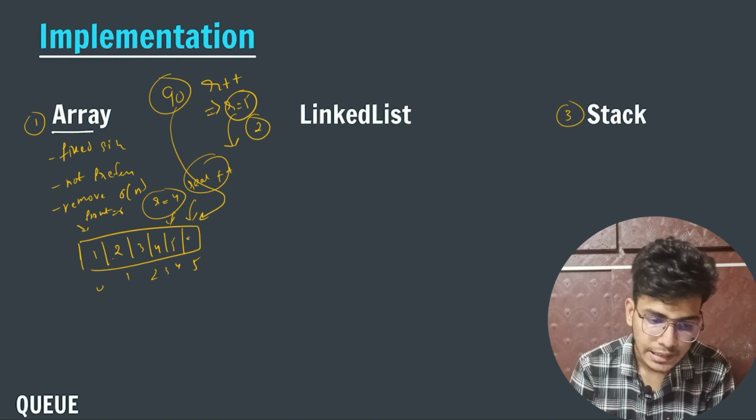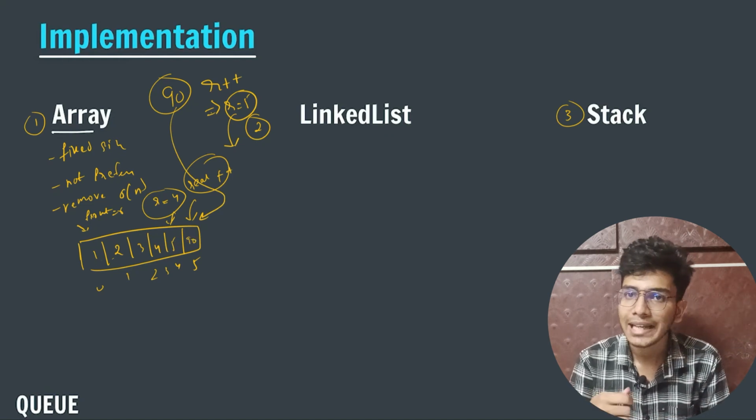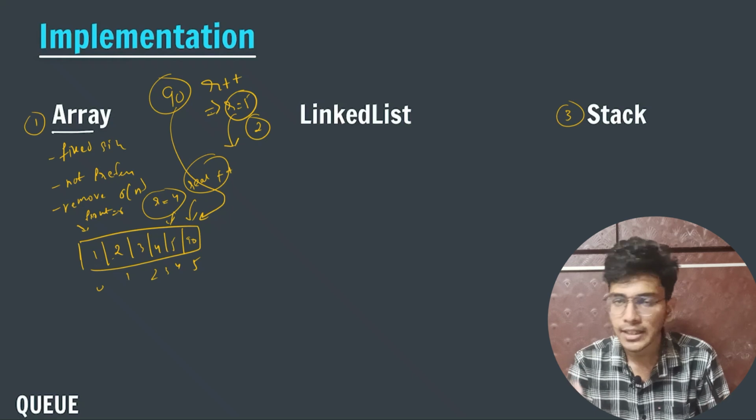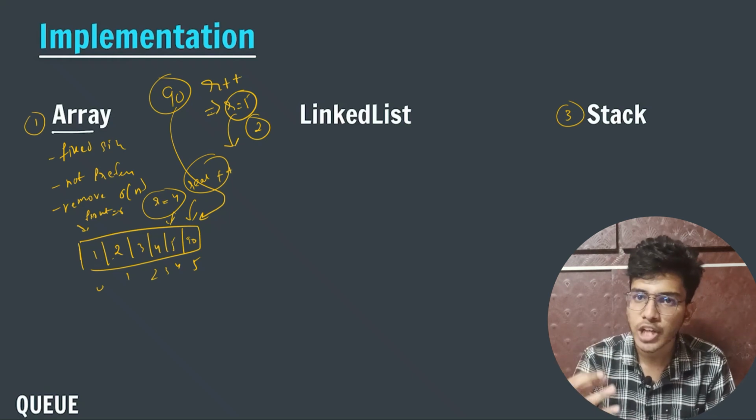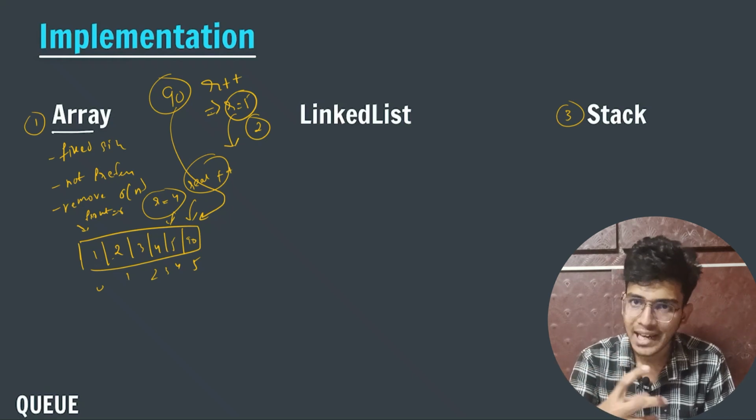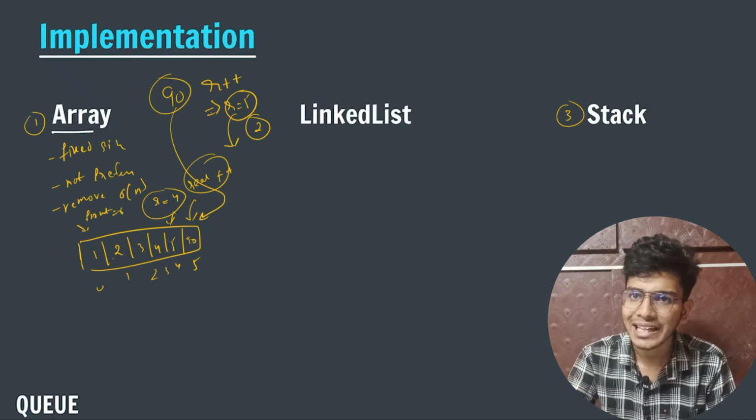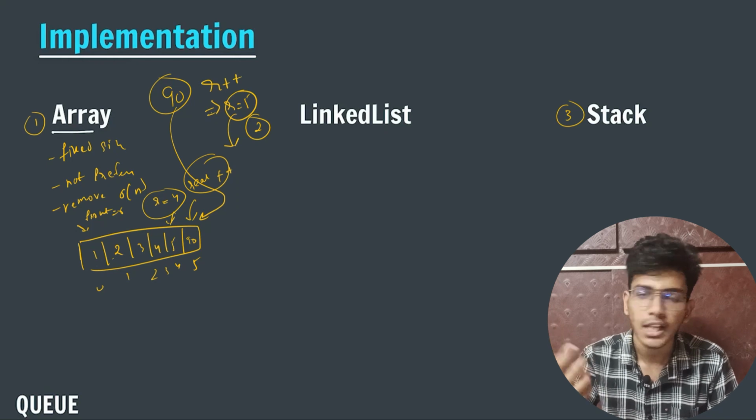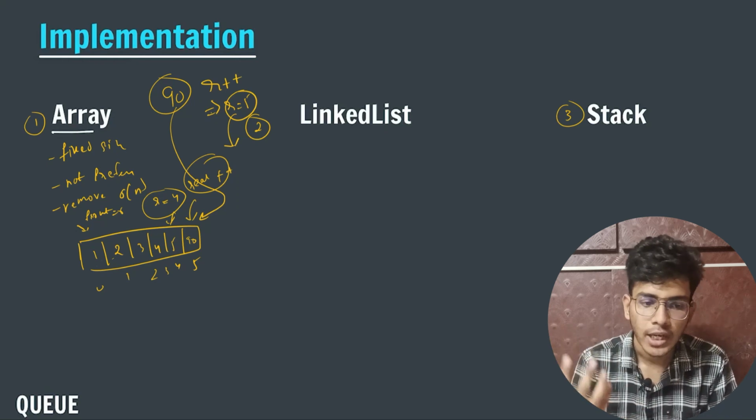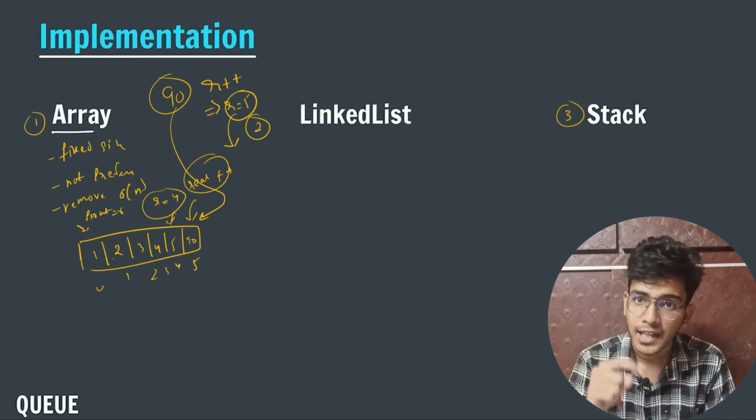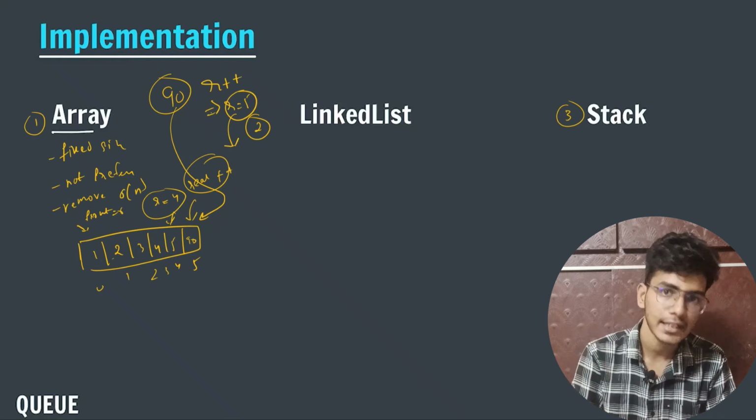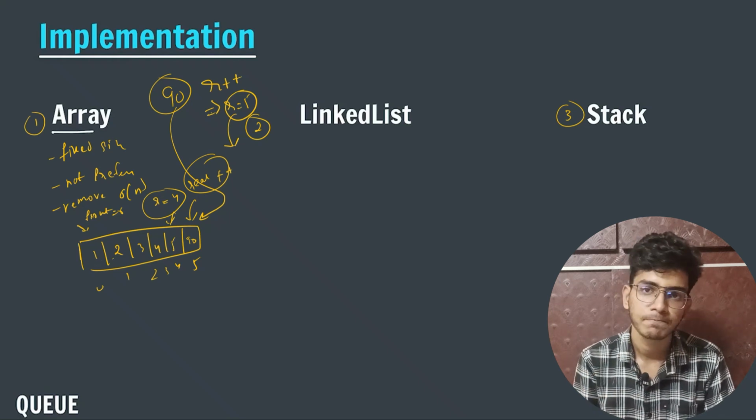So I will add 90 here. So this is how adding will take place. First of all, I will increment, and after incrementing I will check whether my array is full or not. If it is full, then I will show to the user that adding elements is not possible because the array or the queue is full, right? If there is space, then after incrementing, at that particular index I will add my element, right?